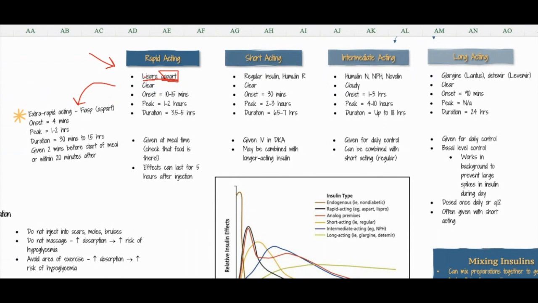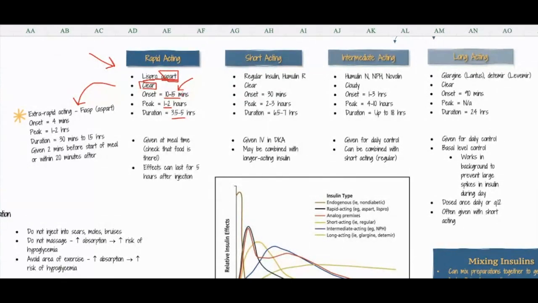Your rapid and short acting insulins are always clear, meaning if you're drawing it up, it's a clear liquid, it's not cloudy. Your rapid acting is going to kick in within 15 minutes. It's going to peak at about 2 hours, and then it's going to last anywhere between 3.5 to 5 hours. What's important out of all of these 3 is your onset, really.